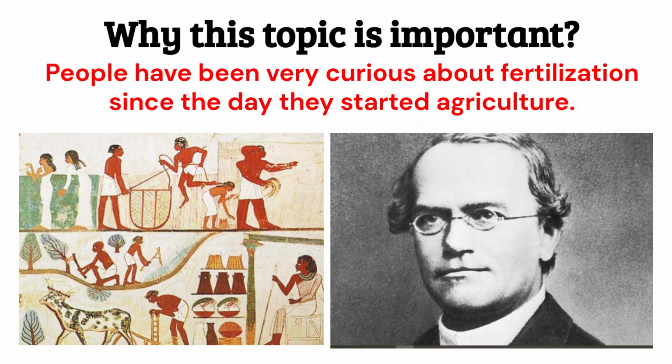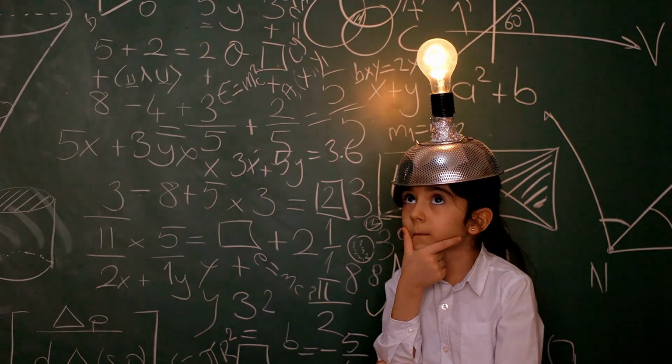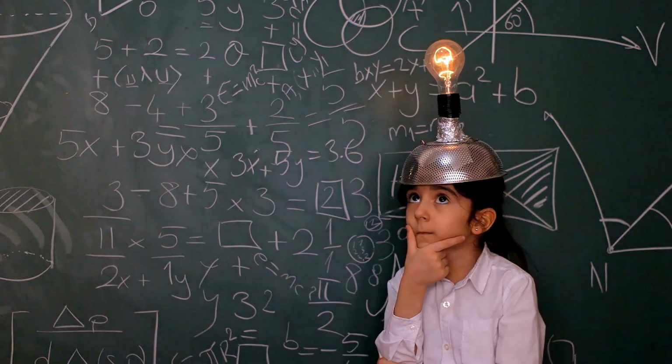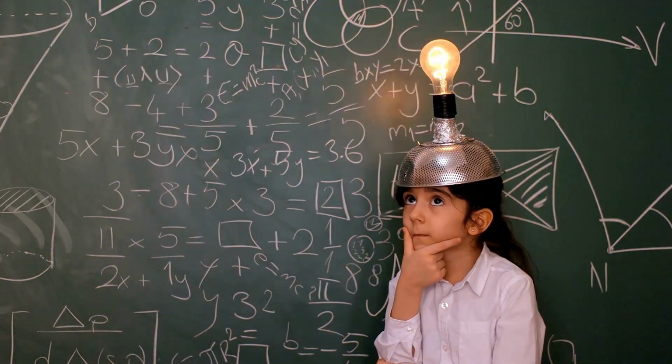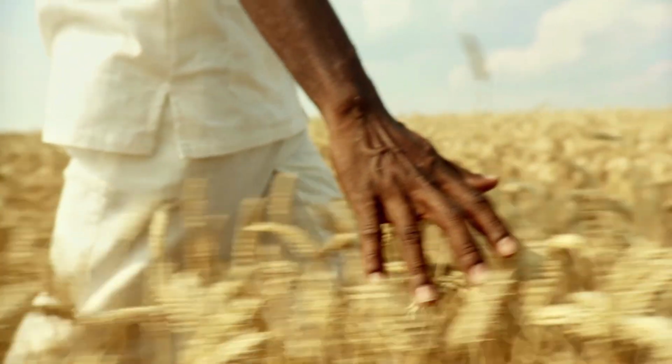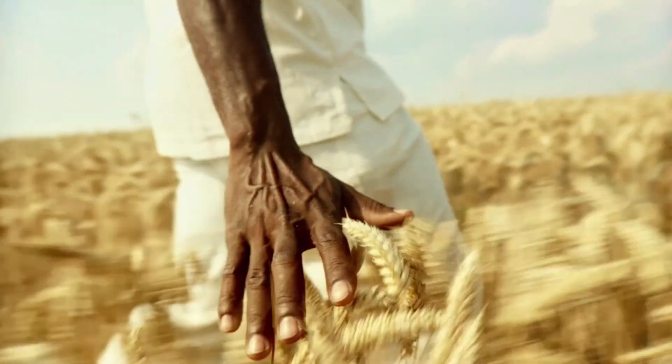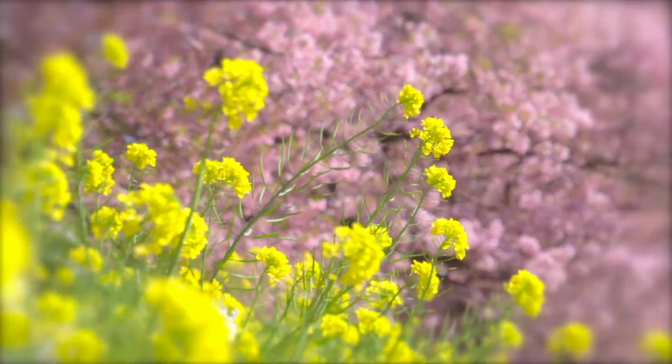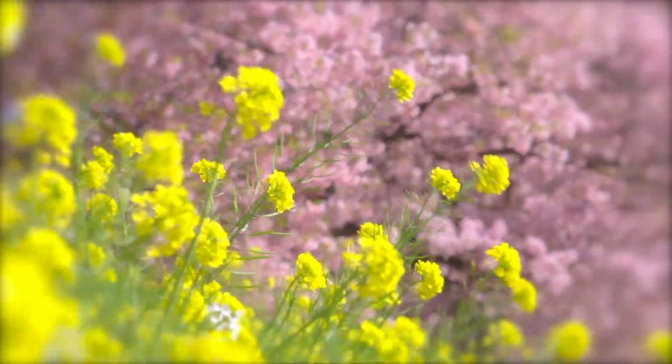Because of this, people have been very curious about fertilization since the day they started agriculture. As a class 9 student, it is very important to know the events that lead to seed and fruit formation, because later we will gradually learn how to increase food production to meet global food demand. So let's see how a plant transforms a beautiful flower into energy-rich fruits.